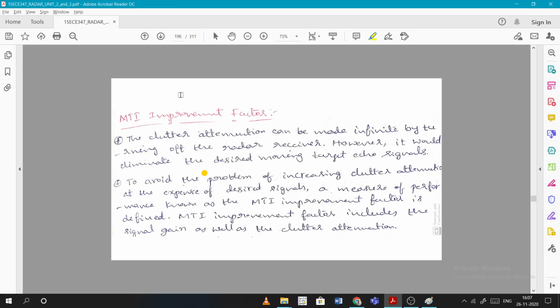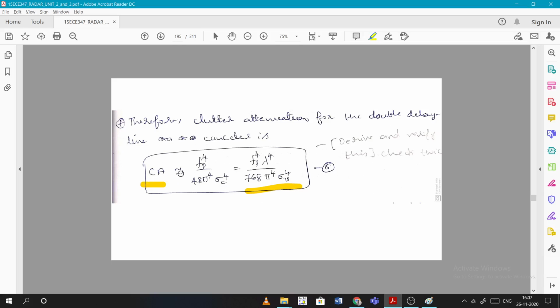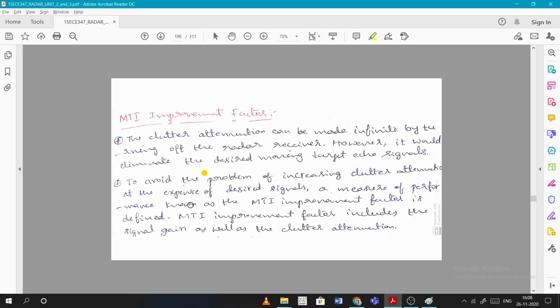Previously we have seen this MTI clutter attenuator that we found for different delay lines, double delay line and single delay line. Basically we need this attenuation to be very high. For example, let us have an ideal case where we want it to be infinite. We can achieve that by turning off the radar receiver. But if you turn off the receiver, what will happen? No signal will come in and we can't detect the desired target either, right?